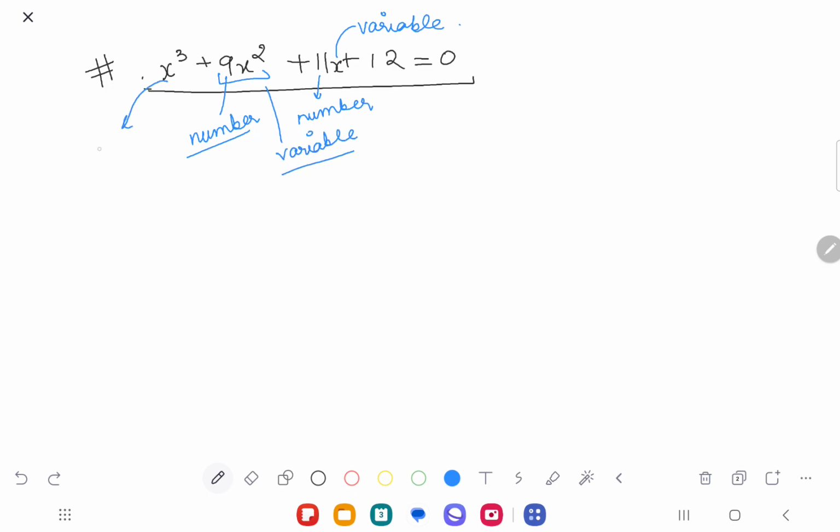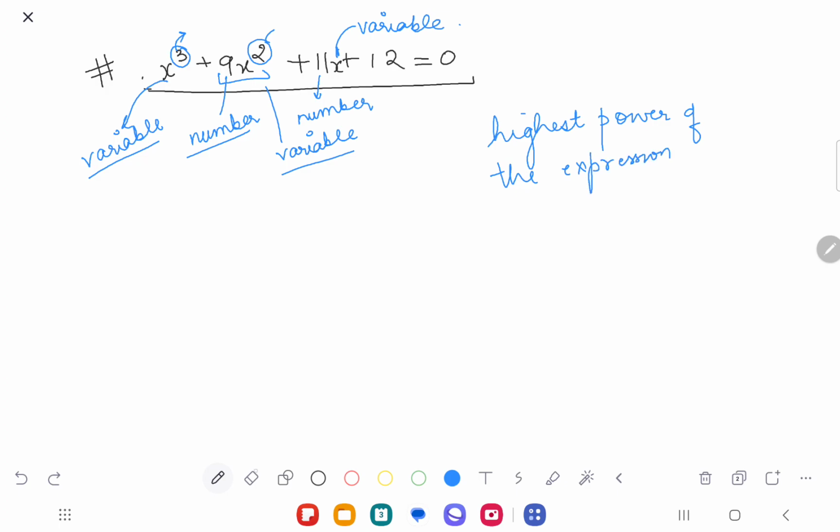And here, x cube is a variable. And what is the power of the variable? The power of the variable x here is 3. Here the power is 2. Here the power is 1. So what is the highest power in this expression? Tell me. What is the highest power of the variable in this expression? The highest power of the variable in this expression would be 3.